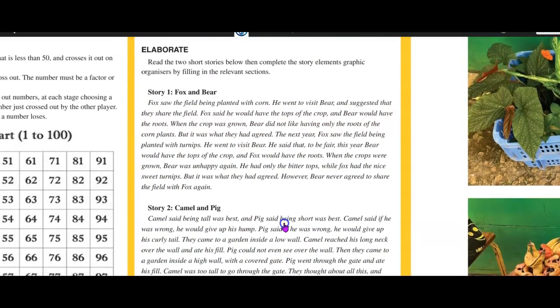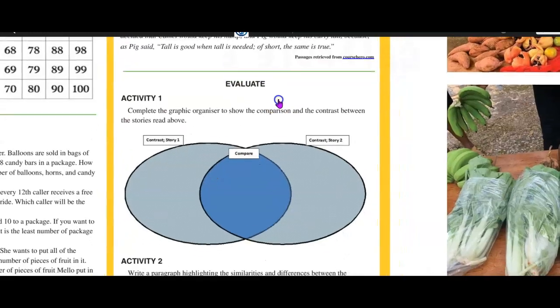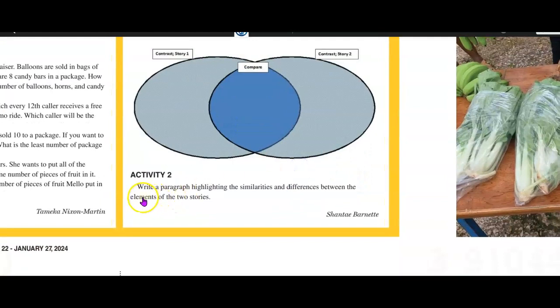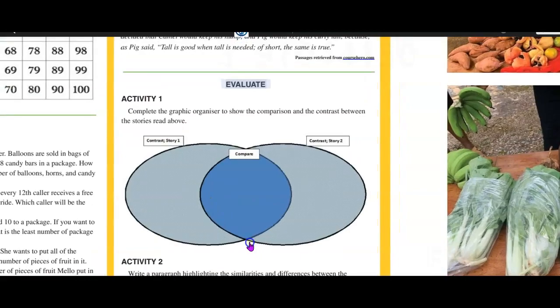So, what do these stories have in common? So, here's our activity. Complete the graphic organizer to show the comparison and the contrast between the stories read. So, contrast here for story 1, contrast for story 2, and what they have in common. It says here, activity 2, write a paragraph highlighting the similarities and differences between the elements of the two stories.